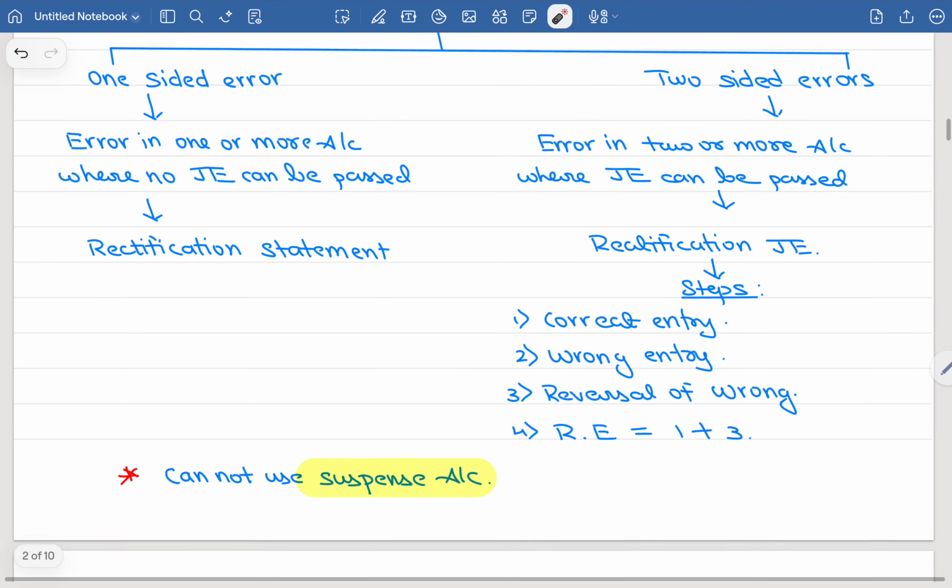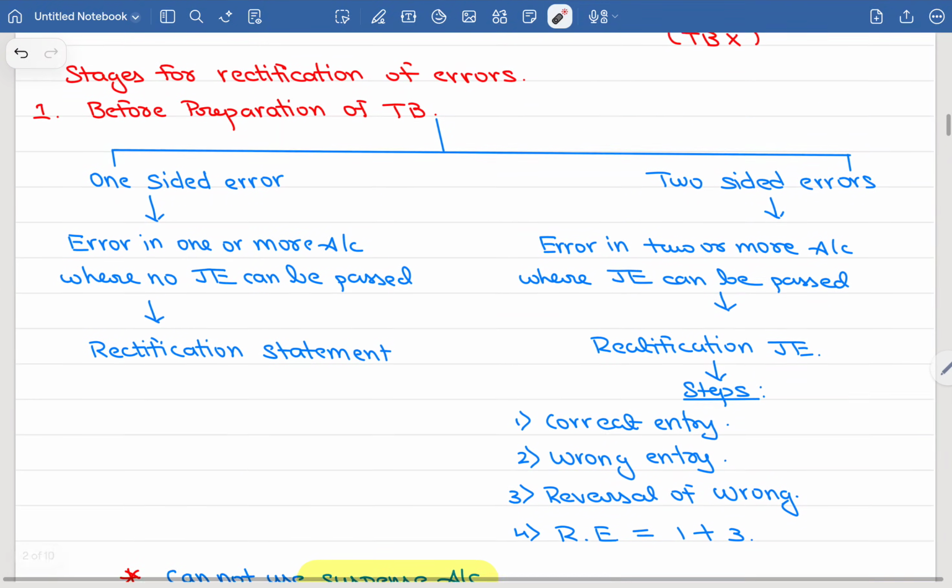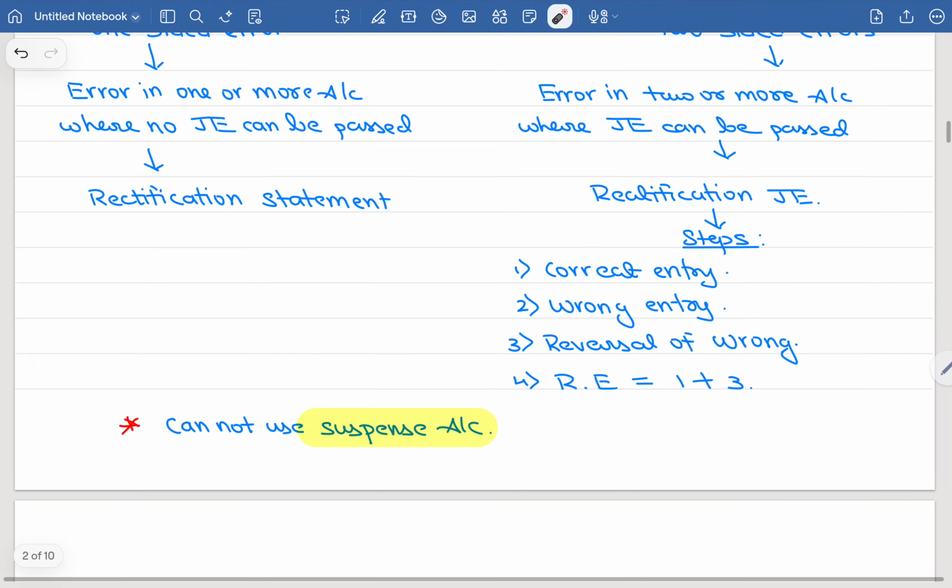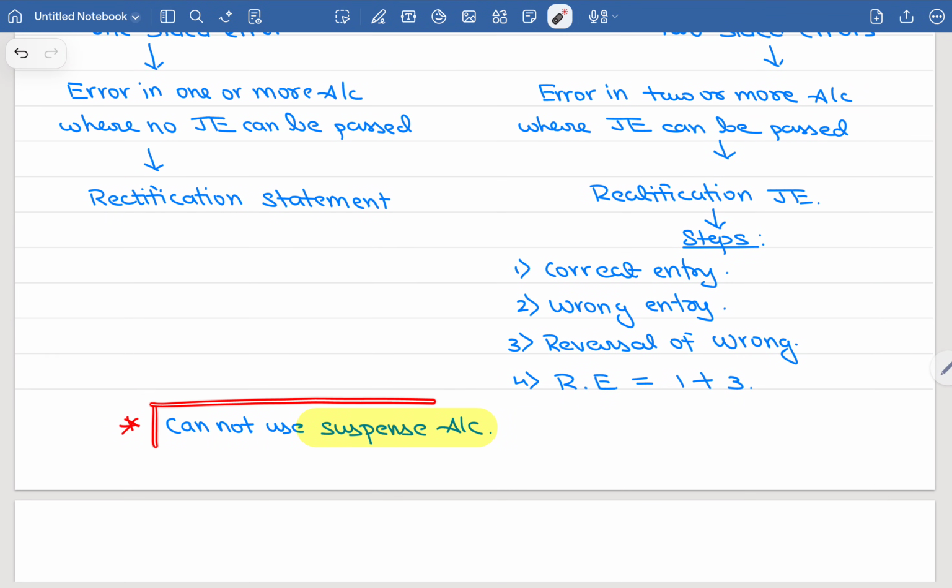One of the important points when it comes to rectification of errors before preparation of trial balance is that we cannot use the suspense account because trial balance is not yet prepared, so we cannot use the suspense account here, which you have to remember.